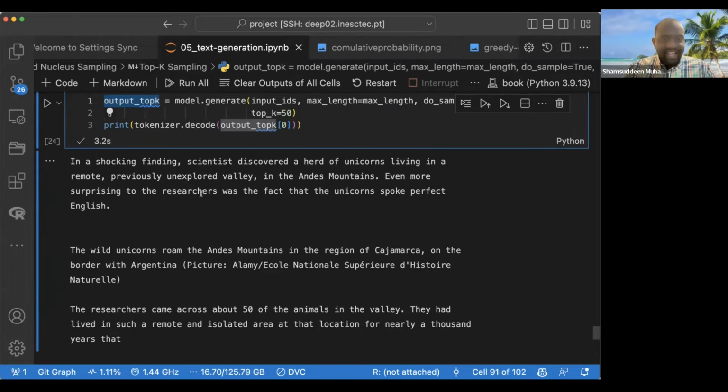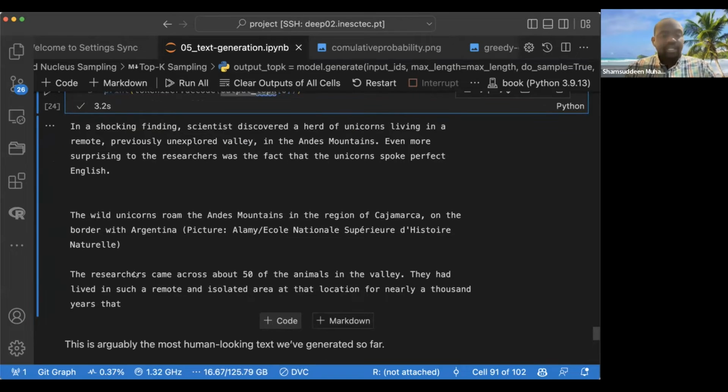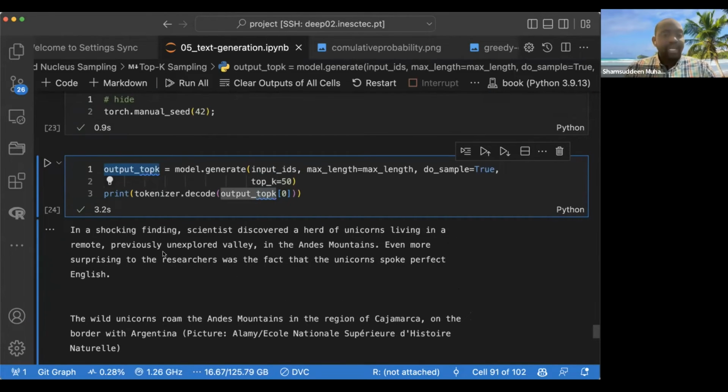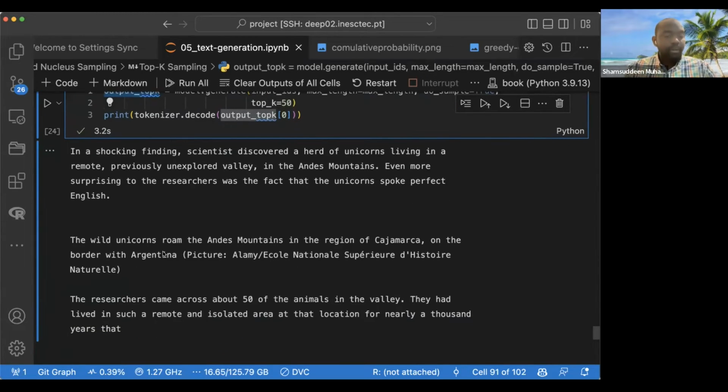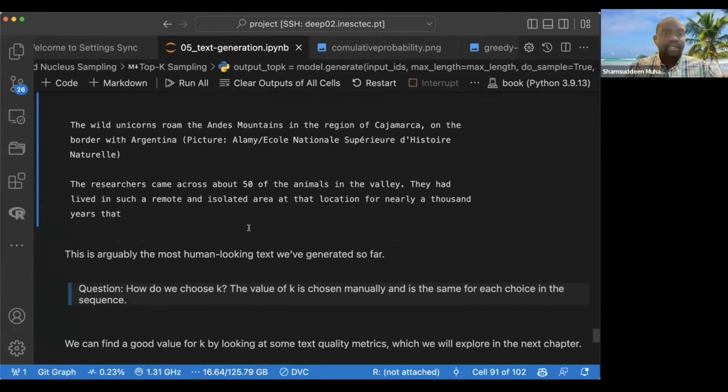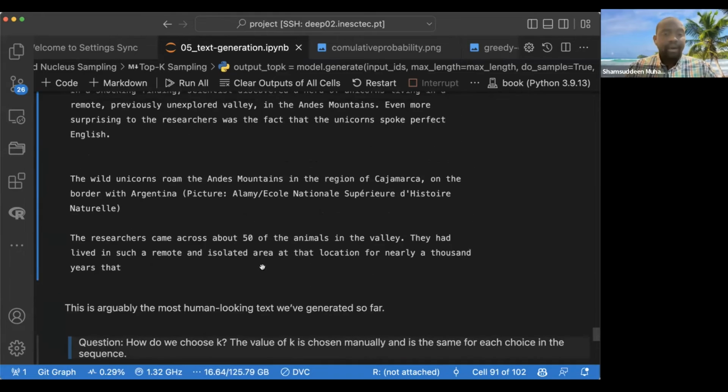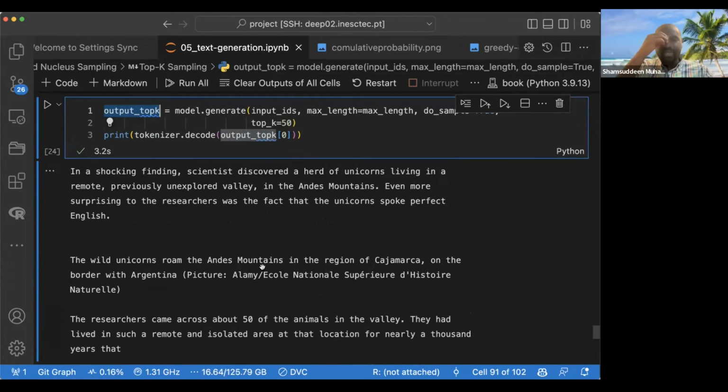With this top K sampling, they said this is arguably the most human-looking text we have generated. We can see here the wild unicorn. This looks like the one generated from the OpenAI example in the paper. So top K sampling, I think, is the one that is best used, maybe even in the OpenAI playground that Dari was talking about. I'm not sure, but from here we can see that using top K provides better performance. Anyone want to add something here?